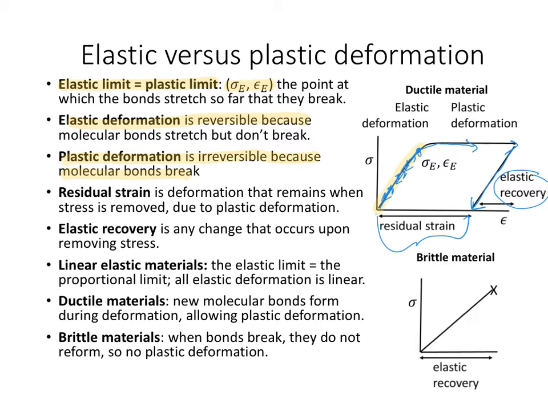A ductile material is one where new molecular bonds can form during deformation. So this allows plastic deformation. That is, the material has not broken, it is simply deforming, but it's deforming irreversibly because the bonds have formed in these new places. And finally, brittle materials are ones where, once the bonds break, they do not reform, and so there's no plastic deformation. So as we see here, a brittle material will have linear elasticity up to the point where it fractures or breaks with no plastic deformation.